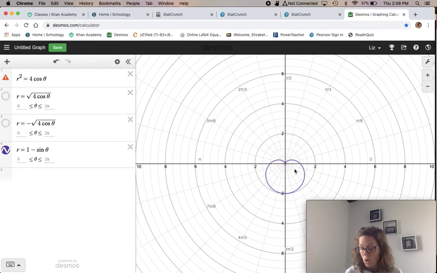Okay? So in this lesson, we looked at how to use Desmos to graph polar functions, how to analyze their symmetries, and then how to find the slope of a polar equation.